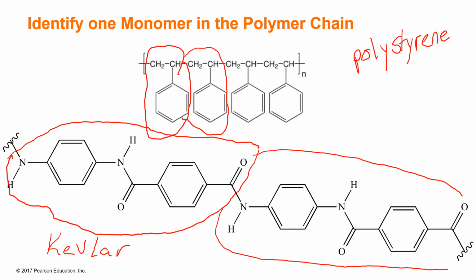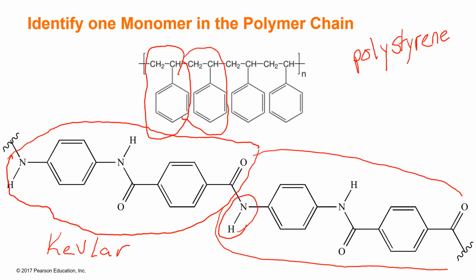So Kevlar gets used for things that need to be very, very strong, that can withstand a lot of forces. So one example is using them in Kevlar vests. Now the reason that Kevlar is so strong is because if we look at our structure, we have an N and an H. Okay, so if there's an N and an H, what type of intermolecular forces can form?